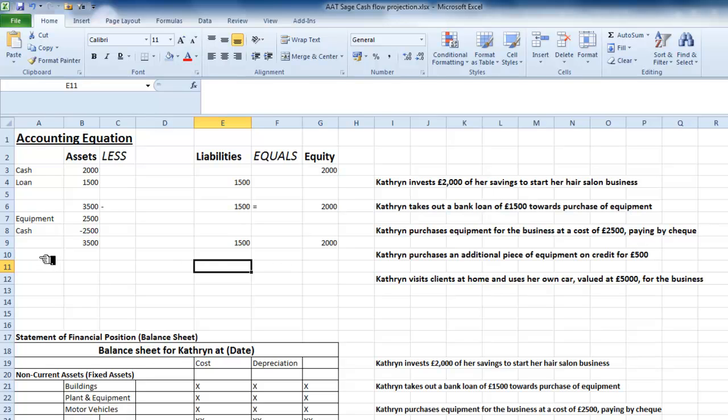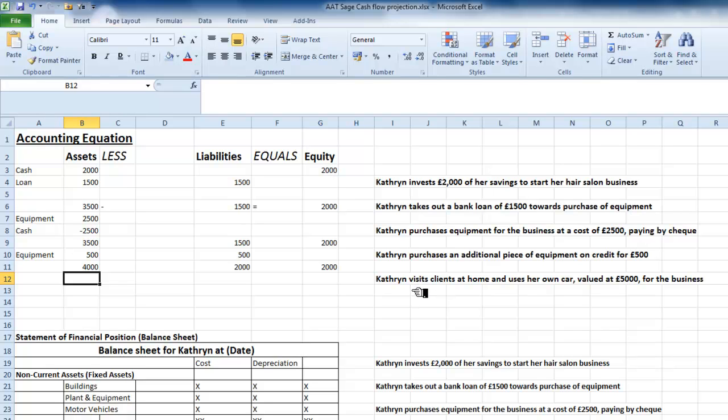Now let's look at this transaction here that takes place. Catherine purchases an additional piece of equipment on credit for £500. So her equipment values go up by 500, but her liabilities also increase by 500. So we can say now that her total assets are equal to 4,000, but her liabilities are equal to 2,000. So 4,000 minus 2,000 gives 2,000, and we've balanced her accounting equation again.